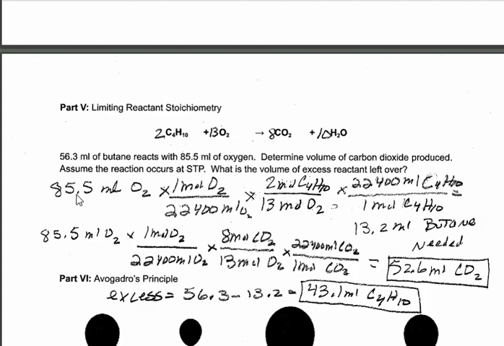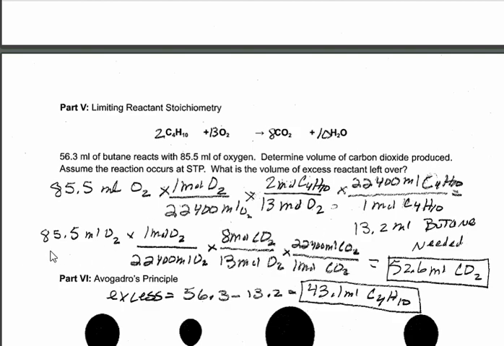So I'm taking 85.5 milliliters of oxygen. And again, times 1 mole. Now this time I'm dividing by 22,400 milliliters instead of liters, since I'm in milliliters. I multiply by the mole ratio of 2 to 13, and then one more time, I'm multiplying by 22,400 milliliters of butane. I find out I need 13.2 milliliters of butane. I look there and I see I've got 56.3 milliliters. I've got way more than I need. This tells me how much I need. So oxygen's a limiter.